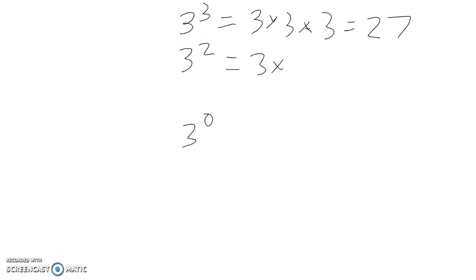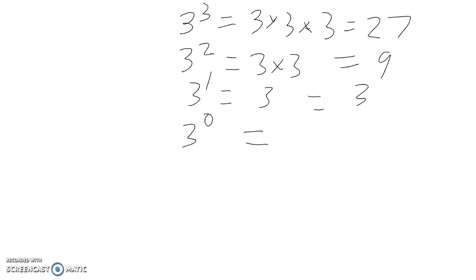I'm going to start with 3 to the third. 3 to the third is 3 times 3 times 3, which equals 27. I can have 3 squared, that equals 3 times 3, or 9. I can have 3 to the 1, that's the easiest, that's just 3. And 3 to the 0, we can see it's along the same pattern. We're going 3, 2, 1, 0, but let's see if we can figure out what that is.